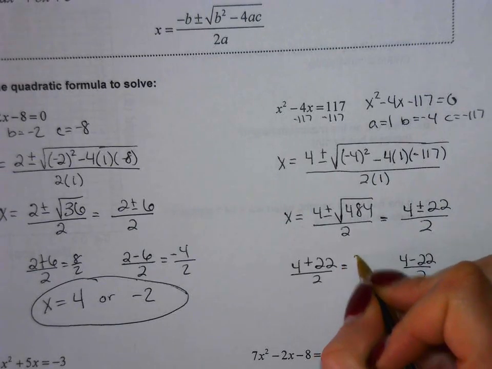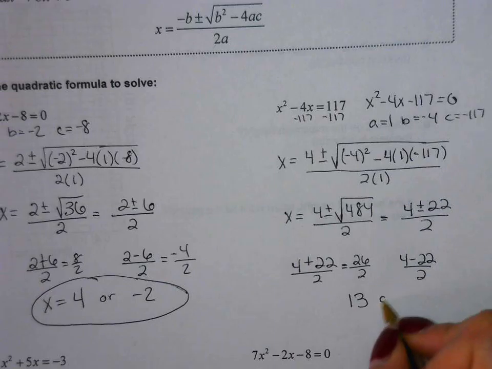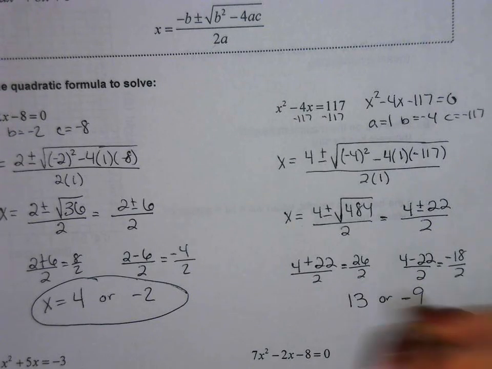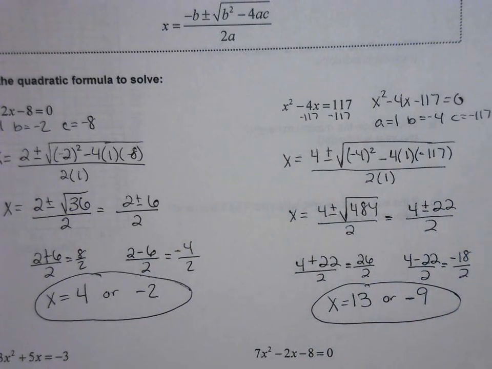4 plus 22 is 26. When we divide that by 2, we get 13. 4 minus 22 is negative 18. Divided by 2, it's negative 9. So x equals 13, or negative 9.